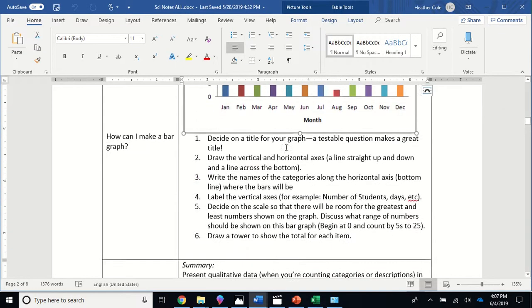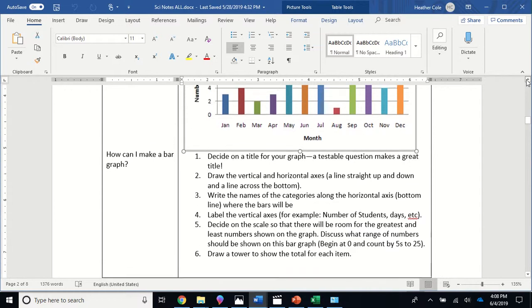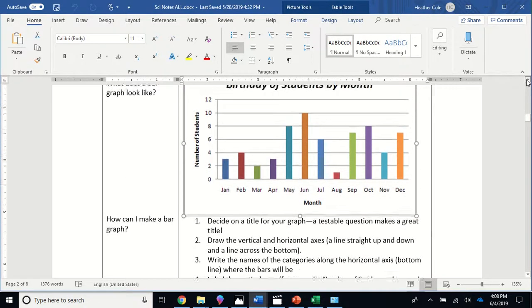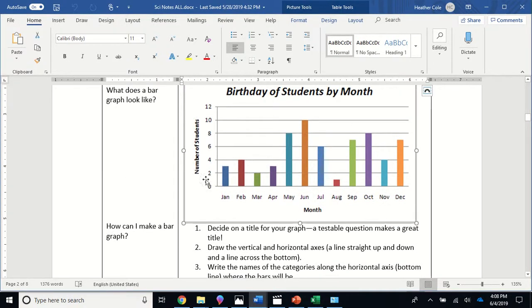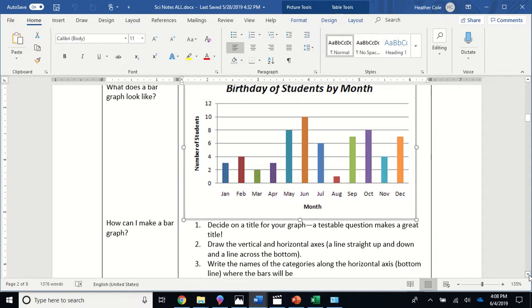Once we've got our categories along the bottom, then we need to label the vertical axis. In this case, it's number of students, but you could have days, you could have length or something else. This is going to be an actual number. So even in qualitative data, we still do have numbers along here. Otherwise, a graph wouldn't really be the best choice.